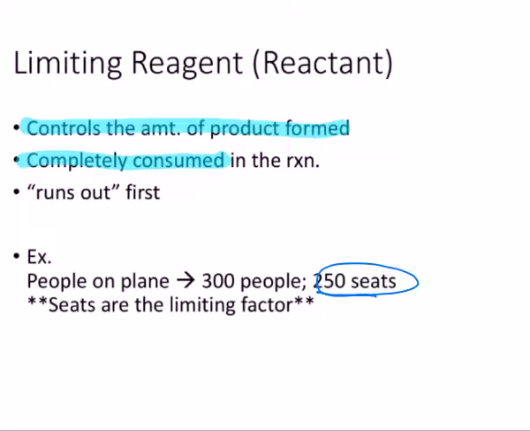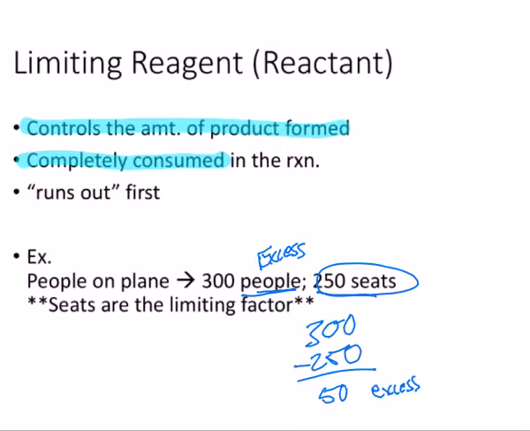Now, we also have this thing called excess reactant, and we're going to get into that today as well. If we're using this example of people on a plane, what's my excess reactant? What's my excess piece? The people, right? These are my excess. How would we calculate how much is left over? We're going to subtract 300 minus 250. We have 50 people left over. There's our excess.